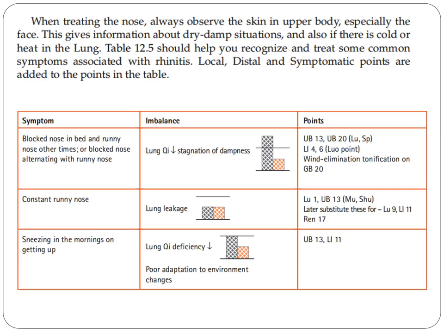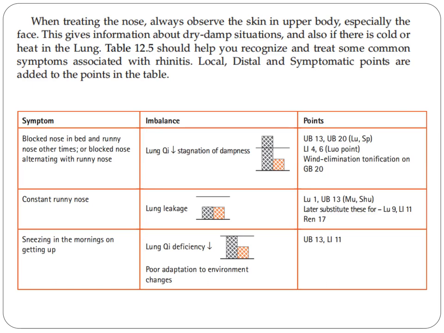So the imbalance is lung qi stagnation, lung qi deficiency, and stagnation of dampness. So the points, we use bladder 13 and bladder 20. These are the back shu points of the lung and the spleen, respectively. And we use Li4 and Li6, and gallbladder 20 with wind elimination technique, wind elimination tonification.